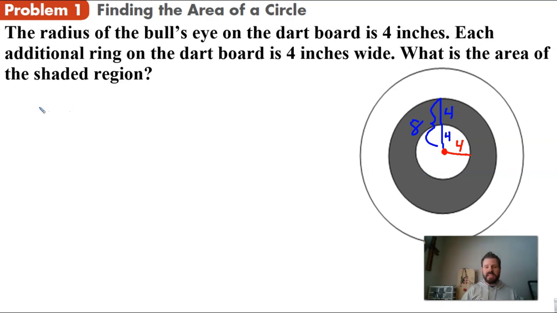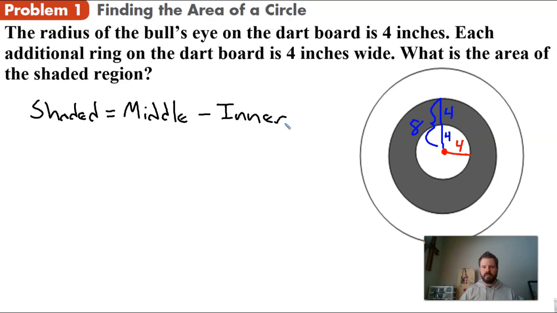Like I said then, to calculate the area of that shaded donut shape, we're going to say that the shaded region is equal to the middle region minus the inner region. For the middle, we're going to calculate the area using that 8 as a radius. So we can just say pi times 8 squared. Area of a circle is just pi r squared. Minus the area of the inner region, which would just be pi times its radius, 4 squared.